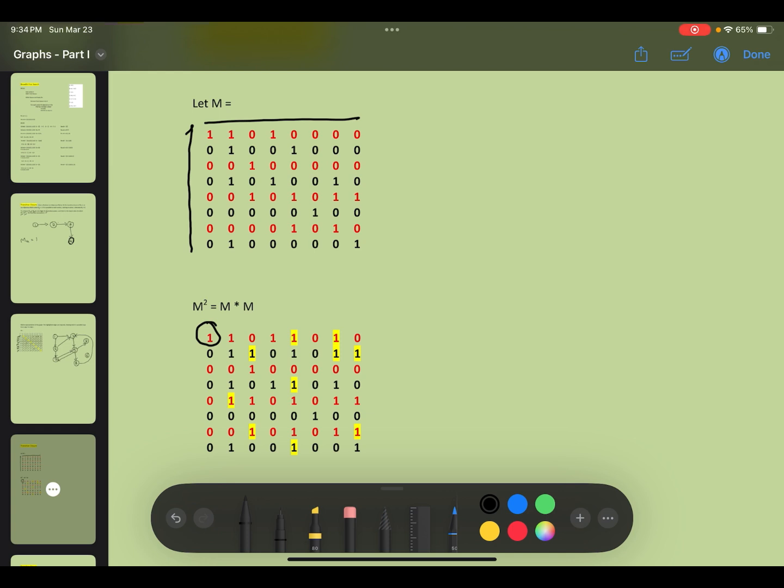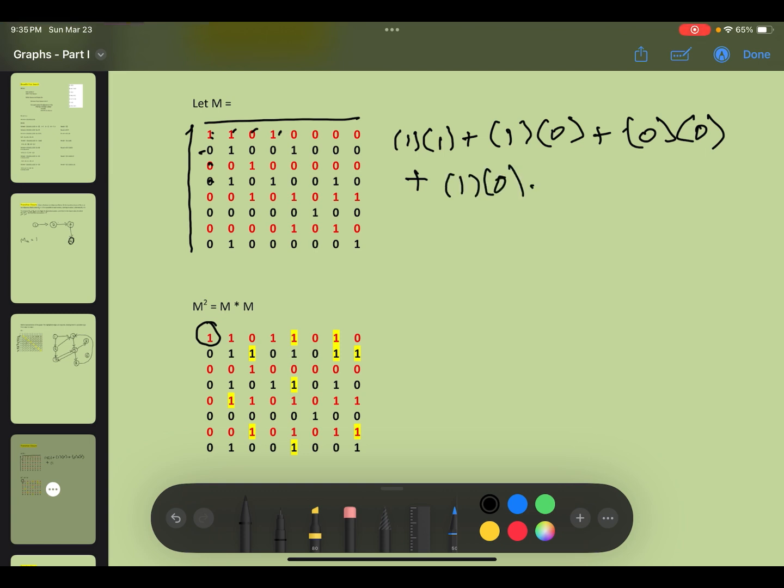So we are going to multiply this value with this value with this value. So we will get 1 into 1 plus, we have 1 here and 0 here, 1 into 0 plus, we have 0 here and 0 here, 0 into 0 plus 1 into 0 plus, and all the remaining are 0 into 0s, as you can see.